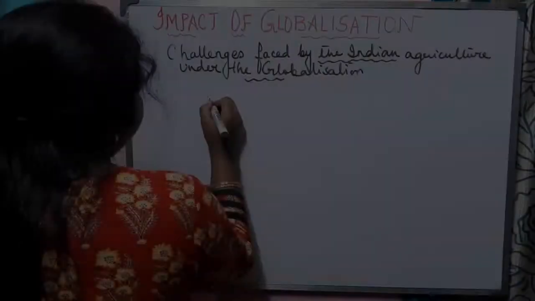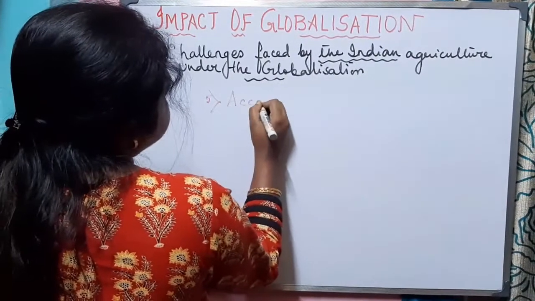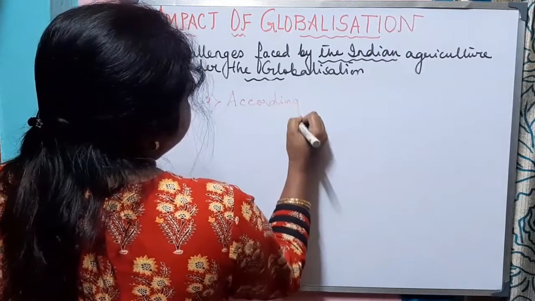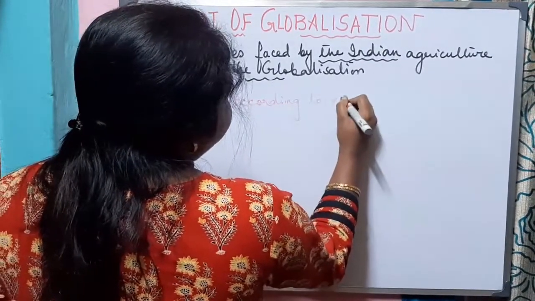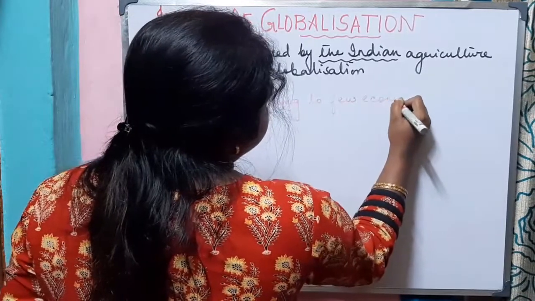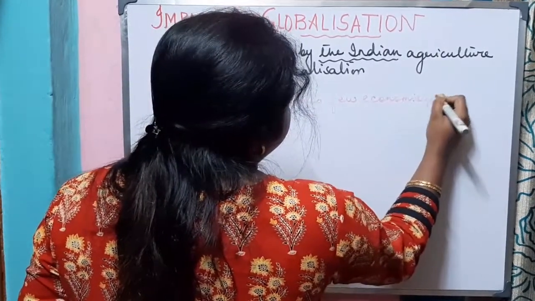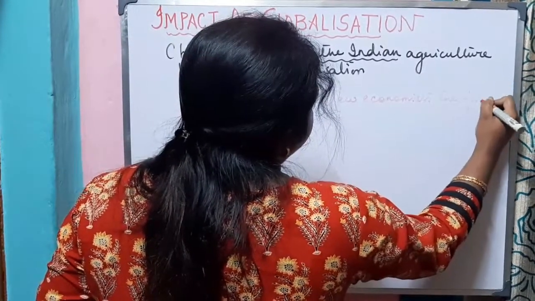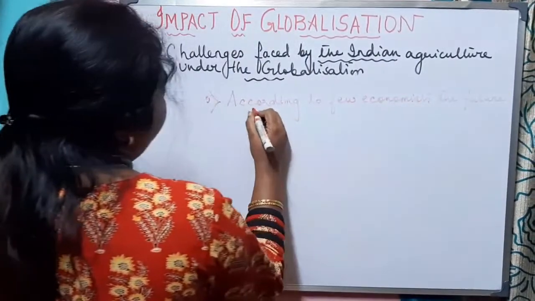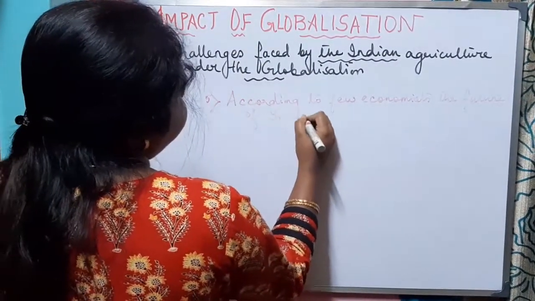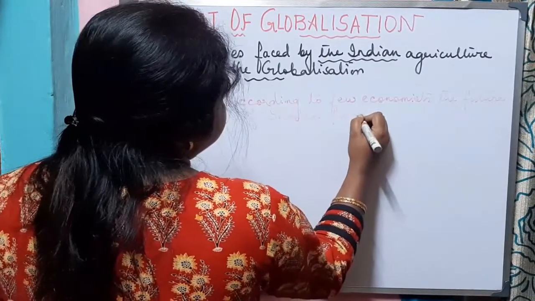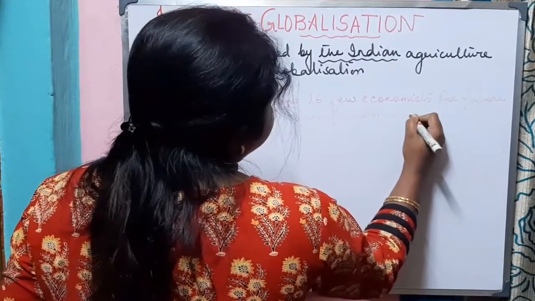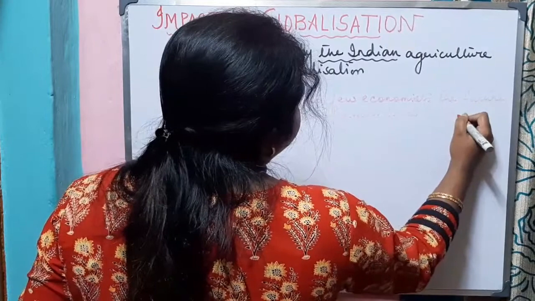Even some of the economists think that the future of Indian agriculture is bleak. Why? According to a few economists, the future of Indian farmers is bleak. Why?